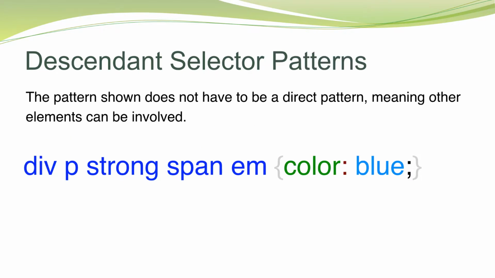The pattern shown does not have to be a direct pattern, meaning other elements can be involved. In the code shown below, we have a divisional element that contains a paragraph element, that contains a strong element, that contains a span element, that contains an EM element. You can see that even though I have more elements, I still have the same pattern. The paragraph contains a span, which contains the EM. So the EM will get the color blue in either situation.